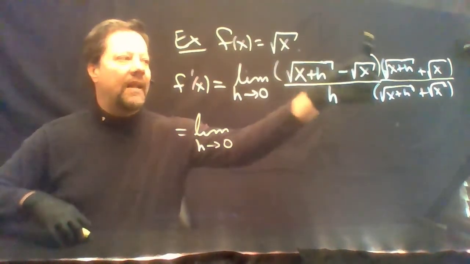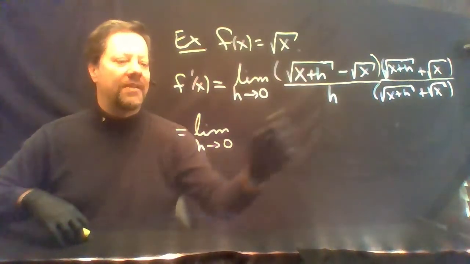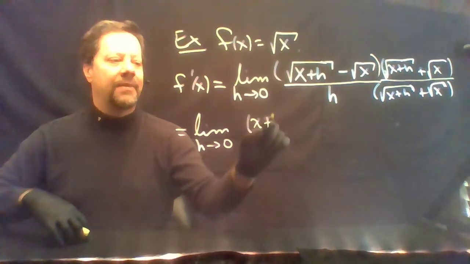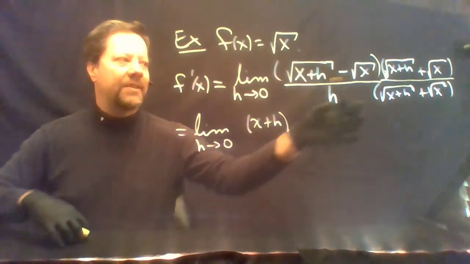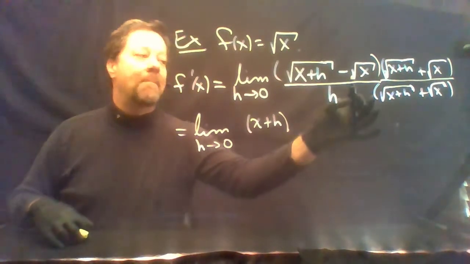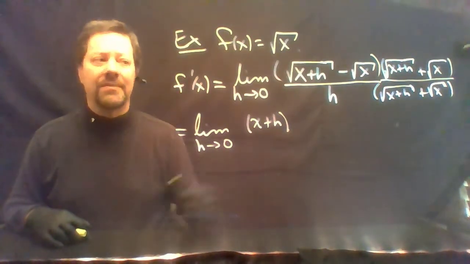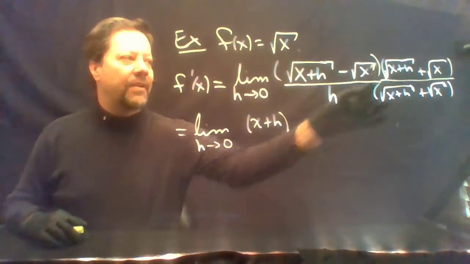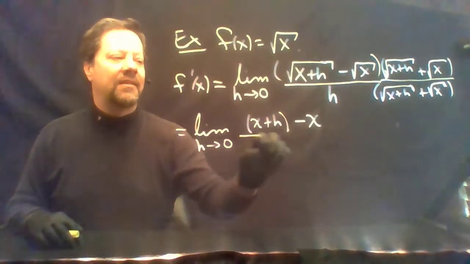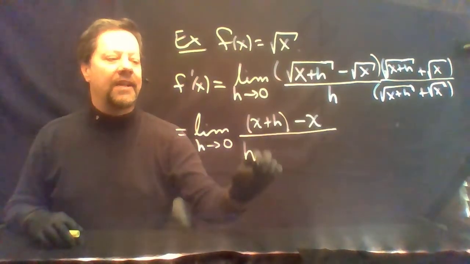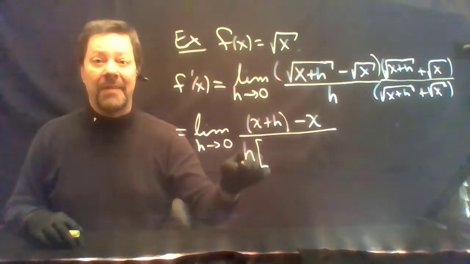When we FOIL out this numerator, we'll have root x plus h times root x plus h, which is x plus h. We'll have root x plus h times root x, and a minus root x times root x plus h. Those two terms cancel. We're left with only the lasts multiplied together, and that gives us minus x. This is over h times, and don't distribute the h. The h and the denominator must cancel.